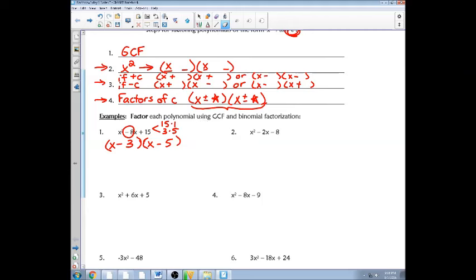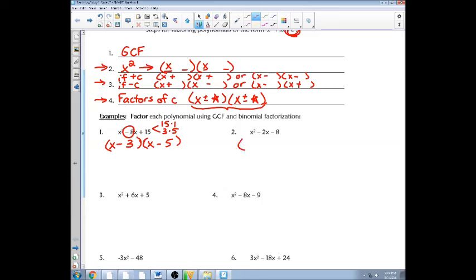All right? That is binomial factorization. That is all it is right there. Okay? So going on to problem number 2. There's no number in front of my x squared. There's no x behind my 8. So that means I will not have a GCF. I'm going to jump straight to step 2.